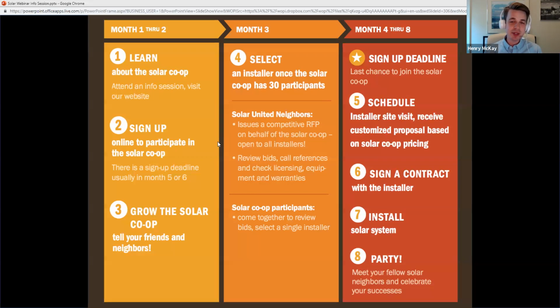So we collect those bids in from the installers. We do a little bit of homework on them. We'll call their customer references. We will make sure they're properly insured. We'll make sure they're properly licensed with the state as home improvement contractors. But we'll essentially compile all that data. We'll put it in a spreadsheet so it's easy to compare.